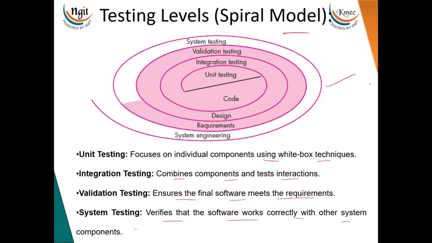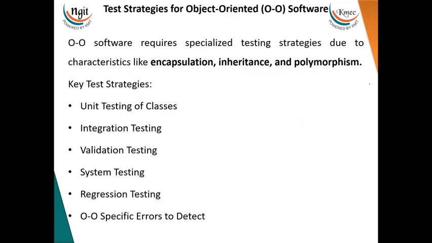Let me reiterate the things. First is unit testing, where we test individual components or modules. Next is integration testing, which tests how modules work together. Then validation testing checks whether the built software meets the requirements or not. Then system testing tests the software as a part of the complete system. Clear?